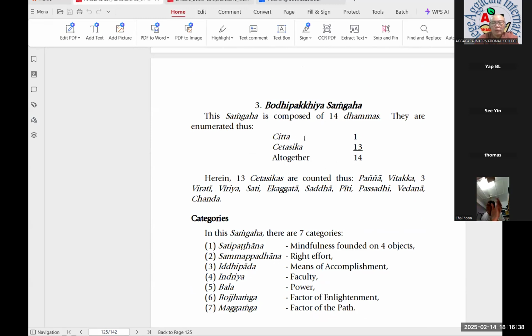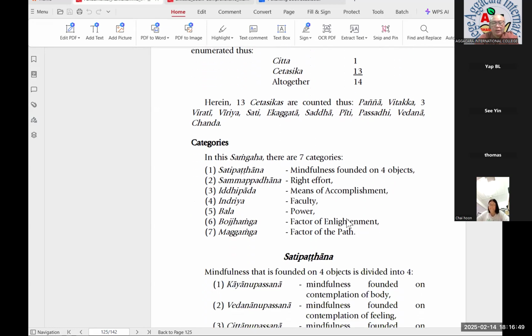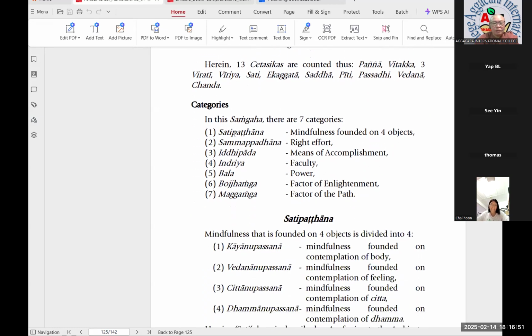So far we know there will be only one Chitta and 13 Chetasika, altogether 14. And the 13 Chetasika are recorded as Panya, Vitakka, and so on. Right. Now, we go for this one first. In this chapter, in this Sangaha, there are 7 categories: Satipatthana, Sammappadhana, Iddhipada, Indriya, Bala, Bojjhanga, Magganga. Now you see this as a list. Why is it a list? Because so far you see all these numbers.